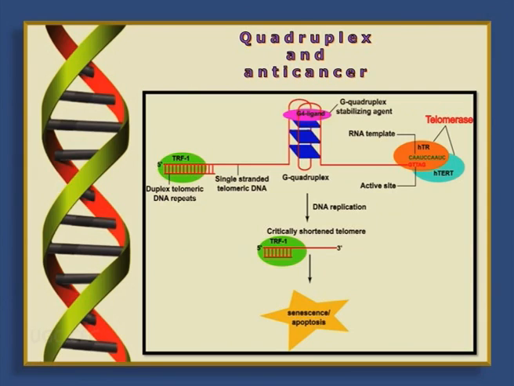Now, if the G quadruplex structure is found or formed at the end of the telomeres, then the telomerase enzyme is no longer able to act on the telomere and thus it leads to apoptosis. So, hence we can say that G quadruplex structure is a potential anti-cancer target. So, in this way we can see how the unusual structure of DNA plays an important role in gene regulation.